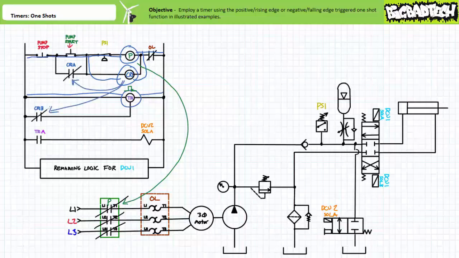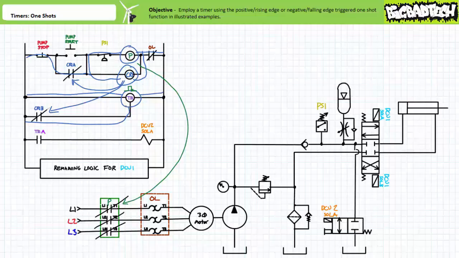The contacts associated with control relay CR1 also change states. CR1A closes, which establishes a holding circuit, allowing an operator to release the start push button. When CR1B closes, the auxiliary controlling input of timer relay TR1 is asserted. This timer is, however, executing the negative edge-triggered one-shot function, and contact TR1A remains in the deactivated open state.